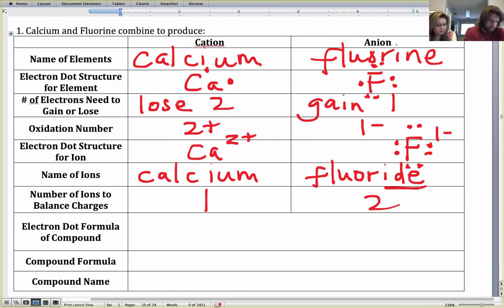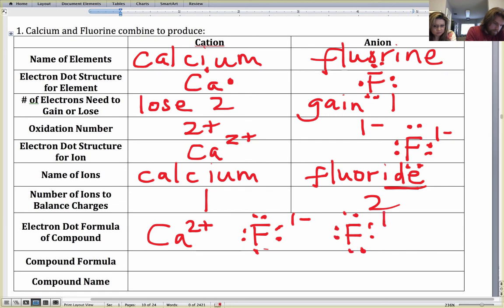Yep, that's it. So for that dot formula, do I write 1 calcium dot structure and 2 fluorine dot structures? That's all you would do. Oh, okay, that's pretty easy. So then I do my fluorine with 8 dots, and then another fluorine with 8 dots. Man, this takes a long time. Okay, so there's my dot structure.